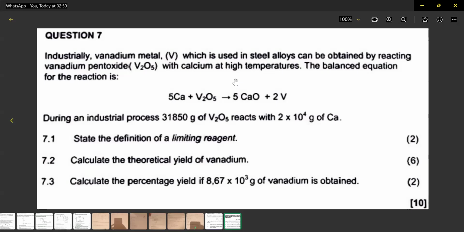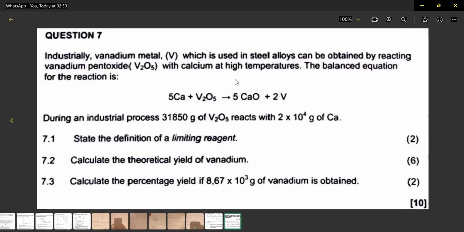Now back to this percentage yield. The word yield actually means produce. So we want to know, what is the percentage of vanadium that we were able to produce? And you need to know, in order for us to find this, we need to know 2 things: the actual yield and the theoretical yield.